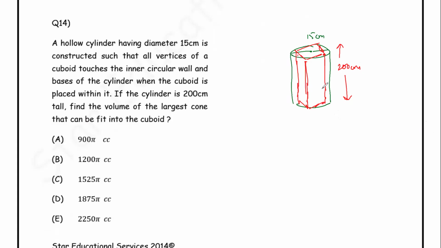Okay, so first of all, what we need to understand is that look at this blue color. I'll draw the cone upside down. So this is my cone having the diameter similar to the cuboid. Now remember, in a circle, if the cuboid has to touch the walls, then it will be a square like this.